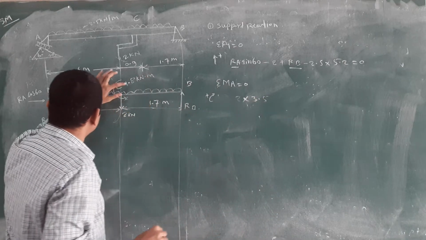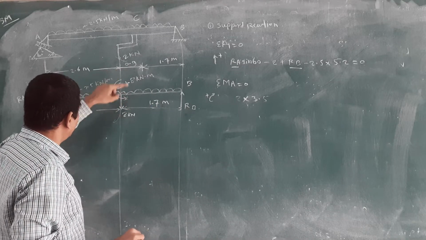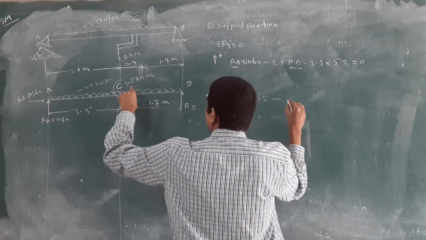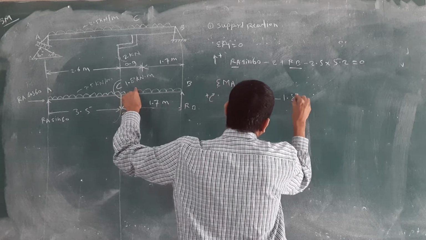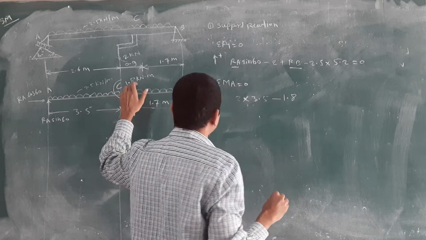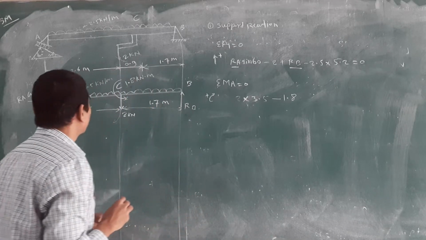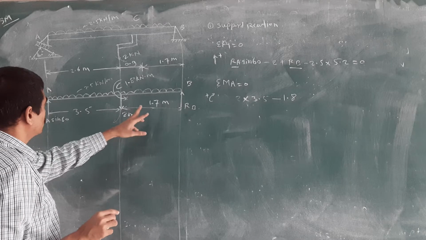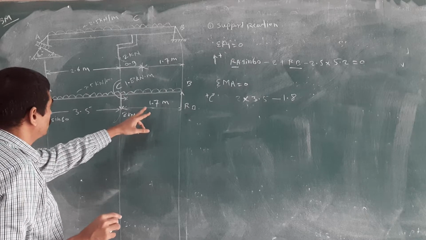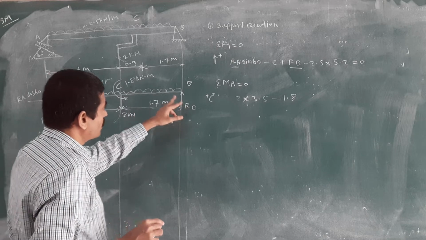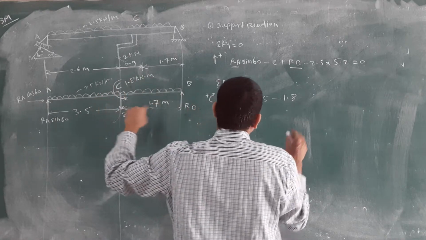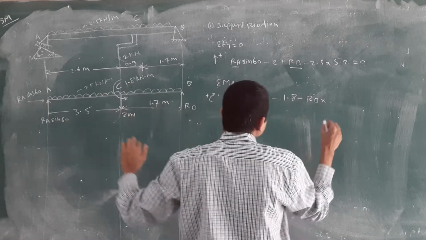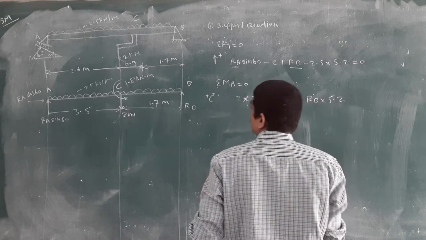And here is a couple in the anti-clockwise direction. Already they are converted to the couple, that's why don't multiply by this distance. Keep as it is, 1.8. Then check that, here is RB, minus. This is going anti-clockwise. Minus RB into what? Total distance 5.2.